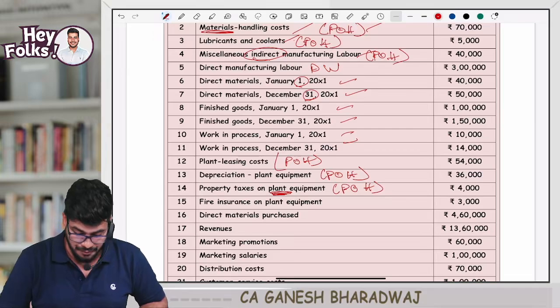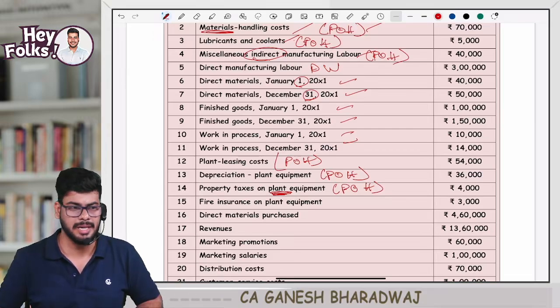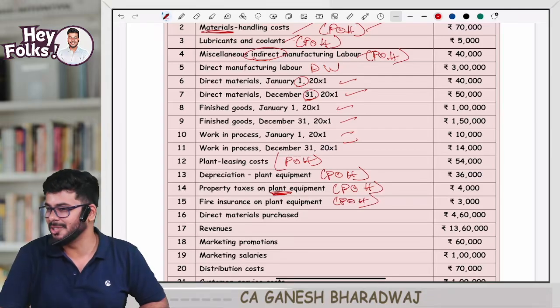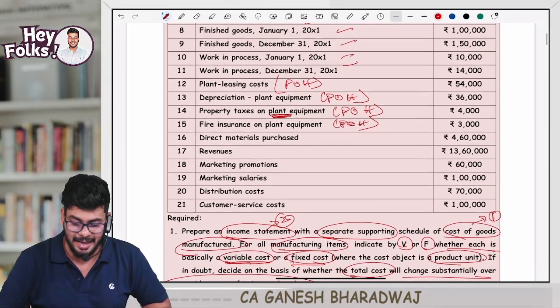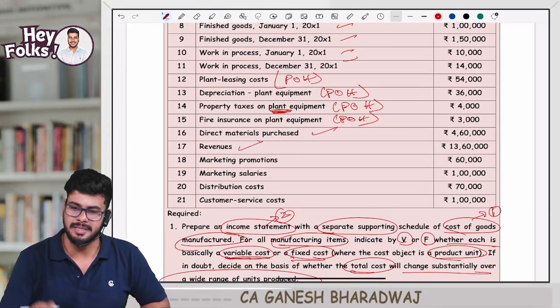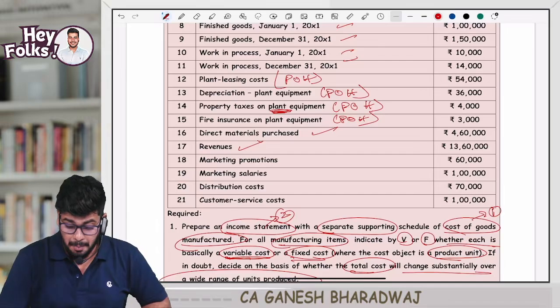Fire insurance on plant equipment. Once again, it's on the plant equipment incurred in a factory. Direct or indirect in nature? Indirect. Put it under POH. Guys, are you all able to understand this now? Next, direct material purchase, a separate line item. Revenues, it's sales, a separate line item and the last line item.